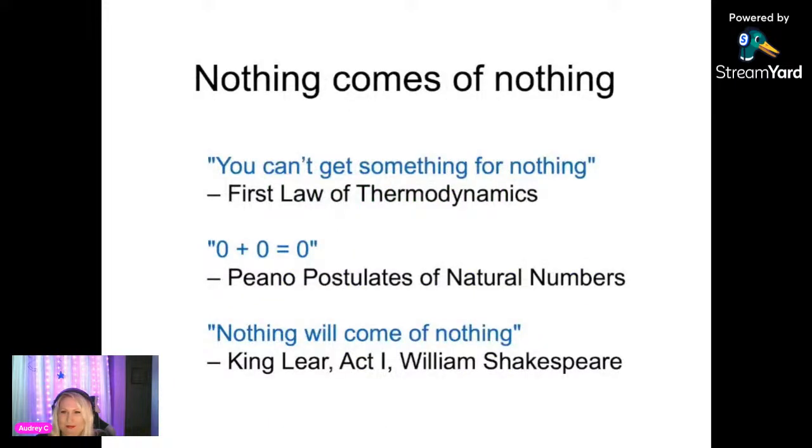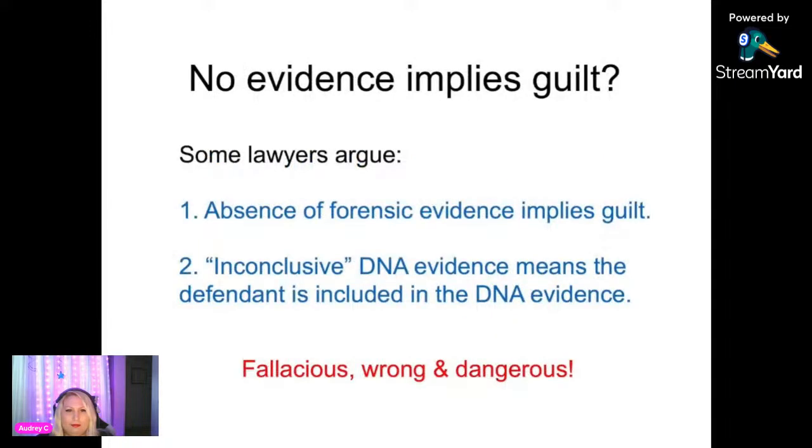It's well known that nothing comes of nothing. The first law of thermodynamics and science basically says you can't get something for nothing. In mathematics, the logical foundation of arithmetic and the natural numbers includes 0 plus 0 equals 0. And William Shakespeare wrote in King Lear that nothing will come of nothing. So how could it be any different in forensic science and law? How can it be that no evidence implies guilt?